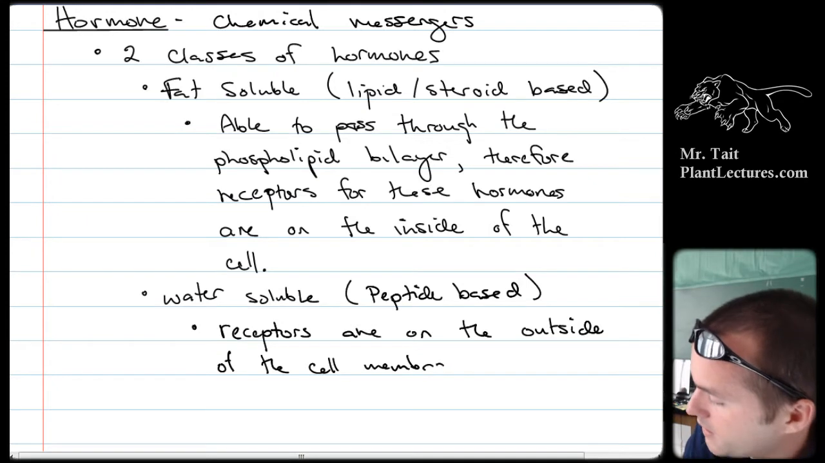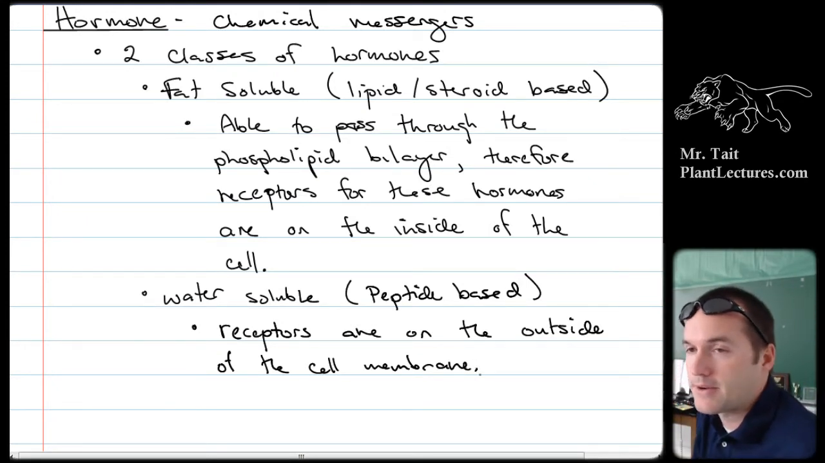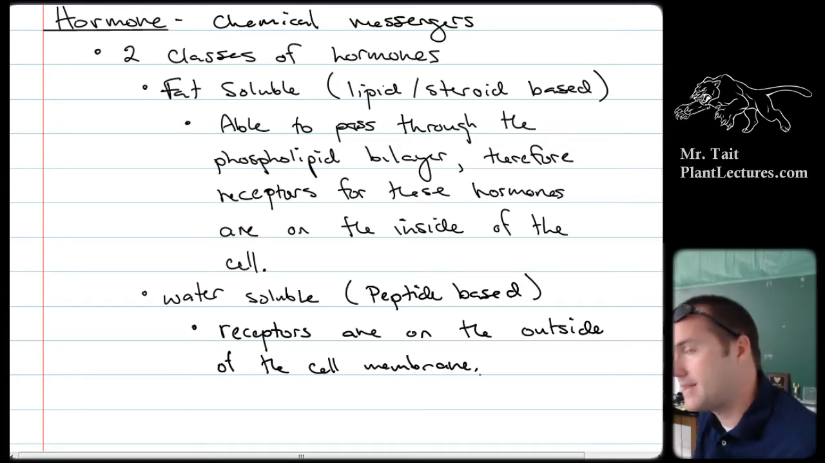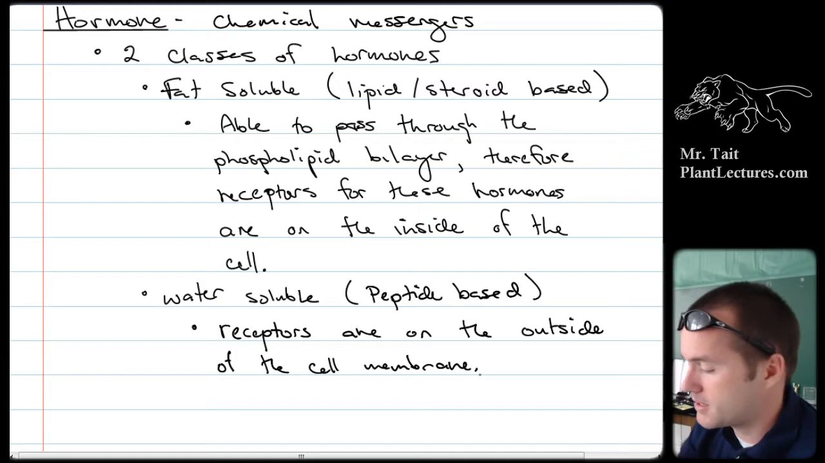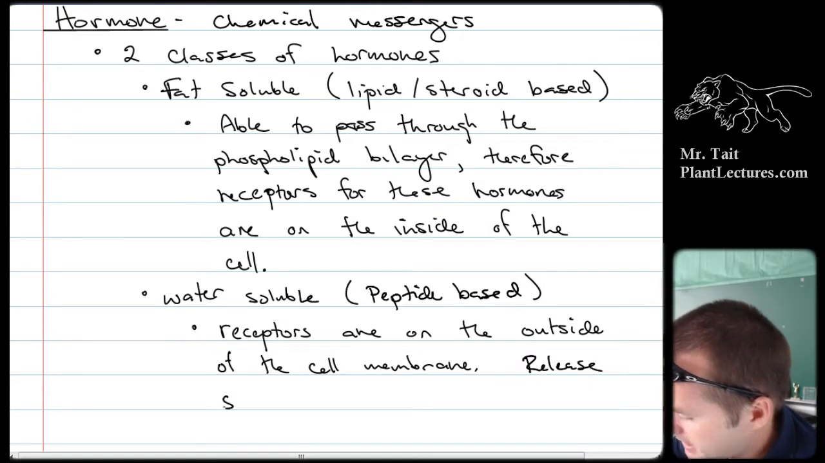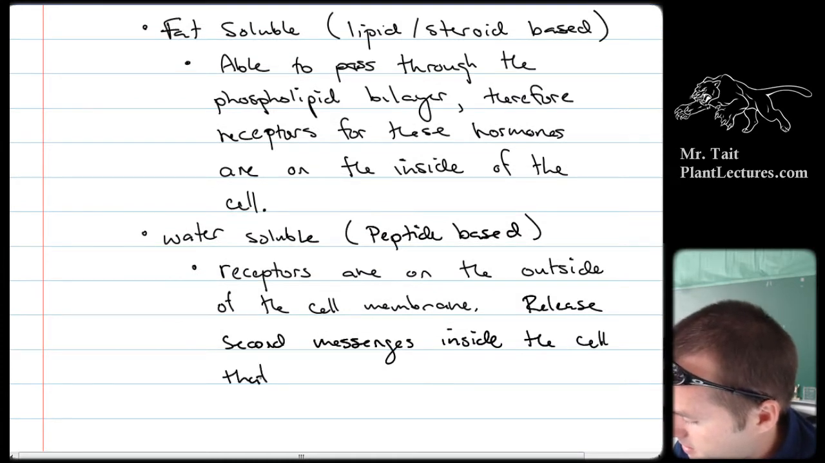And when one of these hormones attaches to those receptors, that's going to cause what's called a signal transduction pathway, and it's going to release something called a second messenger inside the cell that's then going to trigger some response. Okay, so these release second messengers inside the cell that trigger a response.